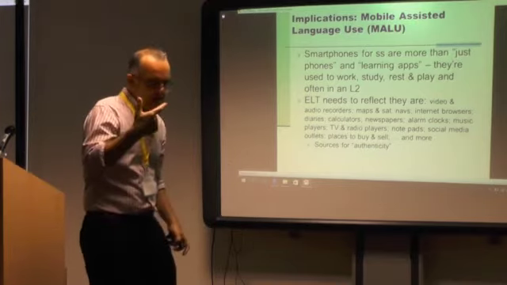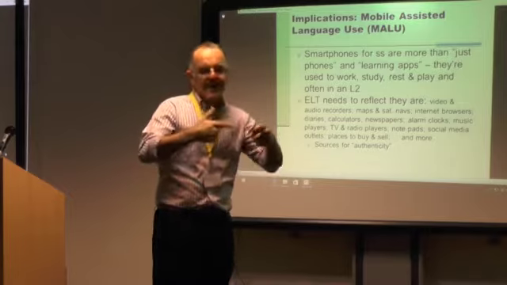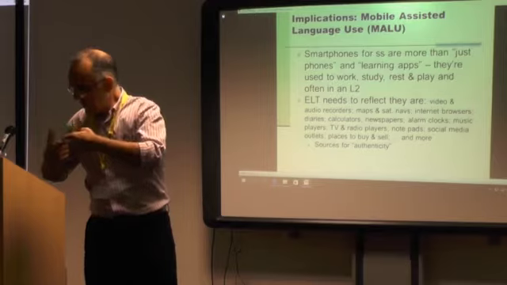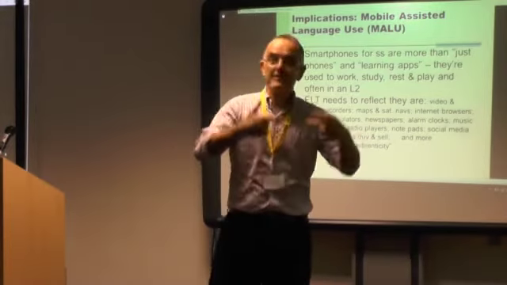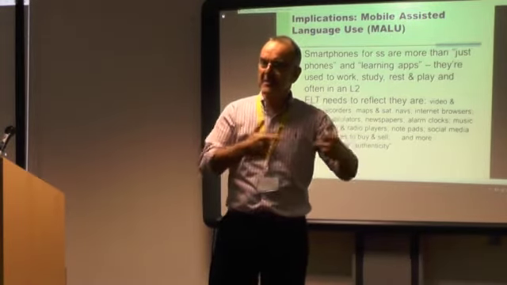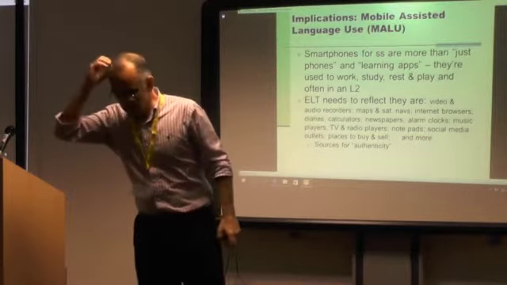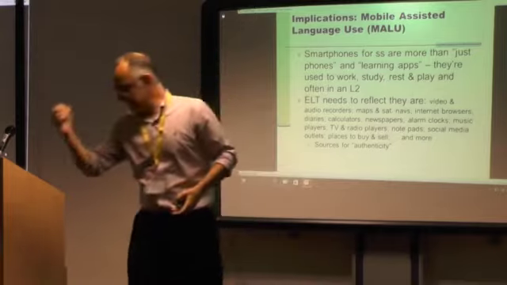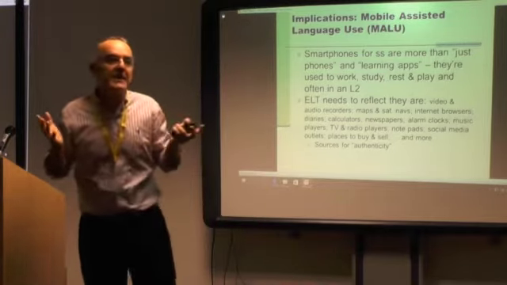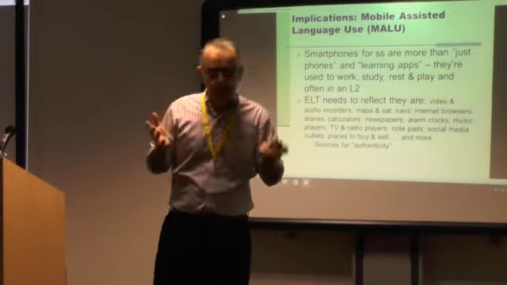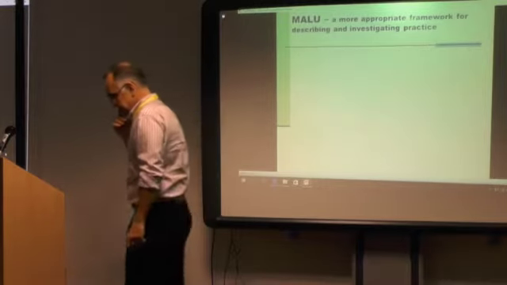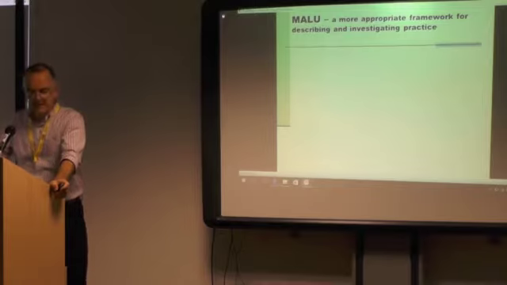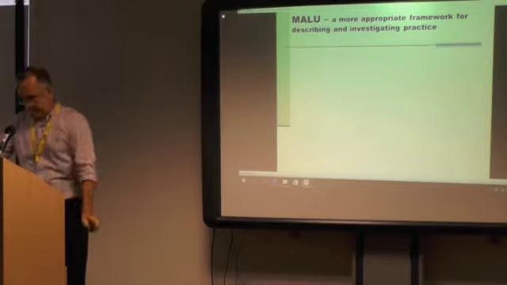And if we think about getting them to do things that they're likely to need to do outside the classroom, then we can argue that that is authenticity of task. It's a real task. It's not a pedagogic task. Getting them to do stuff that they need to do in the real world. And I've argued, it's not on the reference here, that authenticity of text and authenticity of task equates with an authentic learning experience. Something which is not superficial. Mobile assisted language use is a more appropriate framework for developing and investigating practice then.